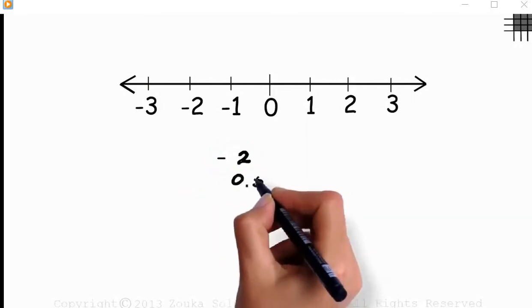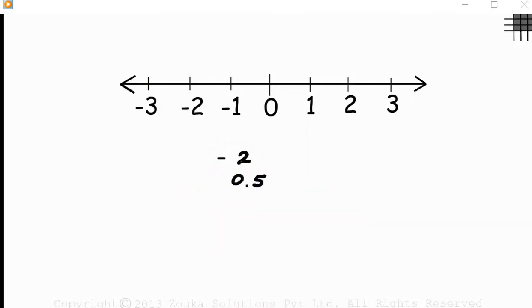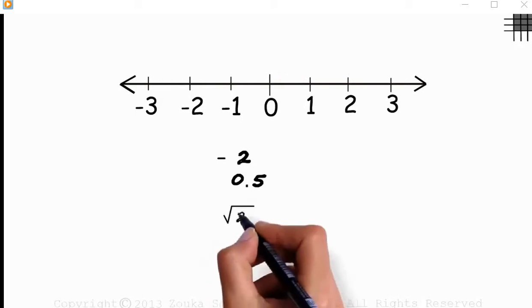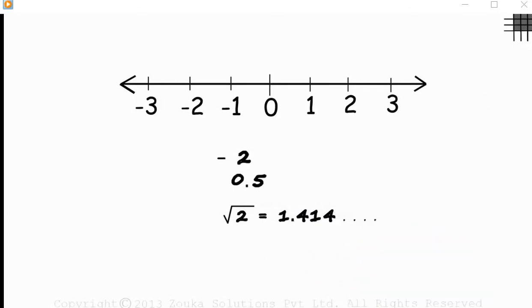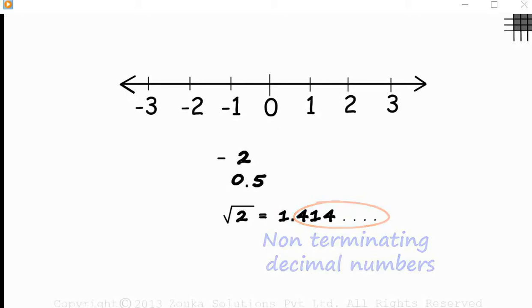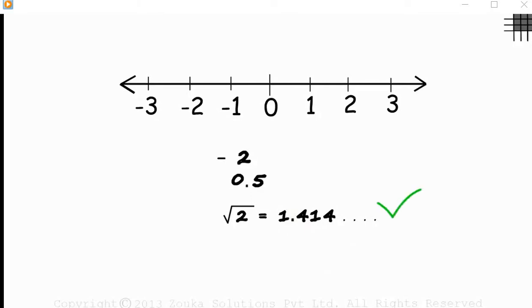What about 0.5? Even though it's not an integer, it can be plotted on the number line. It will be somewhere here. Now let's look at another number, √2, which is also called as square root of 2. If we calculate the value of √2, we get it as 1.414 approximately. The digits after the decimal point do not end. These kind of numbers are called non-terminating decimal numbers. And yes, these numbers too can be plotted on the number line. Plotting a non-terminating number might sound weird, but yes, it's possible. So √2 is also a real number.